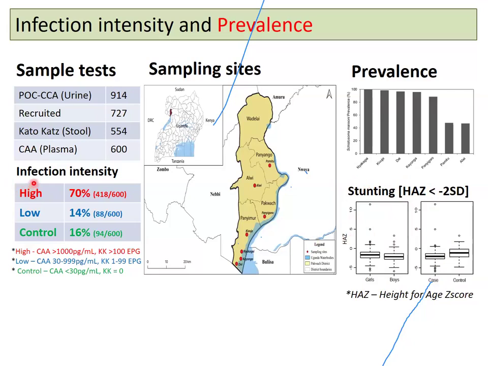After carrying out the CAA and the Kato-Katz test, we were also able to categorize individuals based on their infection intensity. Individuals with a high infection intensity made up over 70%, 418 out of the 600. These were categorized as having a CAA value of over 1,000 picograms per mil and Kato-Katz values over 100 eggs per gram. Then we had individuals with a low infection intensity, categorized again based on CAA and Kato-Katz values. About 16% of our tested population were controls, individuals who were uninfected at all.